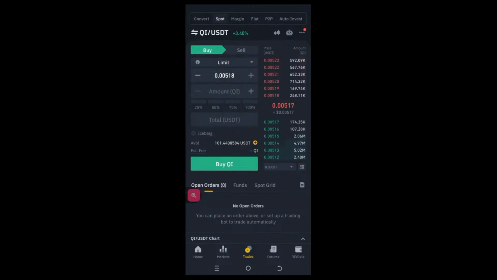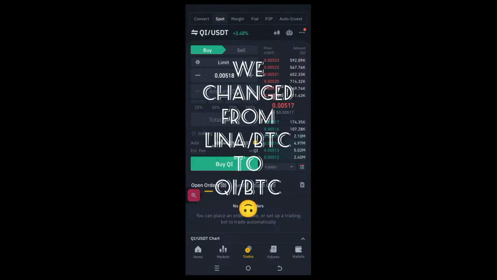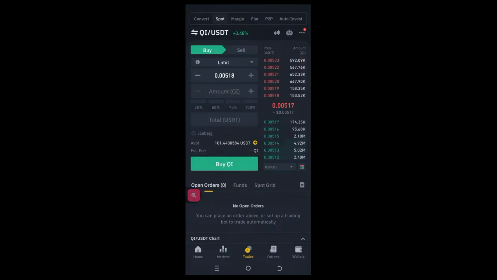And the reason why this took quite a long, I think about 9 days, was because of the bloodbath that happened, and we had to change from Lena BTC. Remember, go all the way, change to QIBTC, and then now sell for profit in QIUSDT. So it took a long journey, right? It took a long roundabout journey, but eventually we arrived at profit.